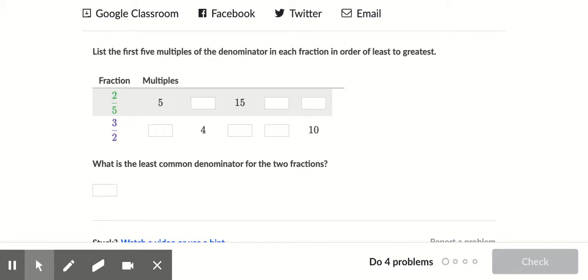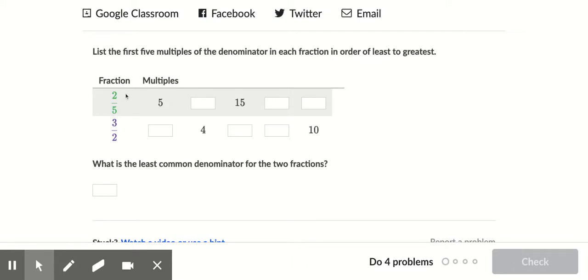So I'm going to go through a problem here with you in this video, and then you are going to try a very similar problem on the next slide. The directions say list the first five multiples of the denominator in each fraction in order of least to greatest.